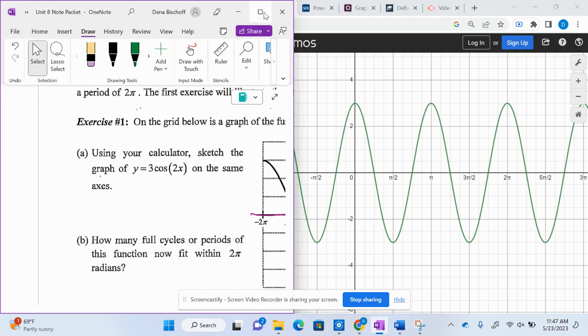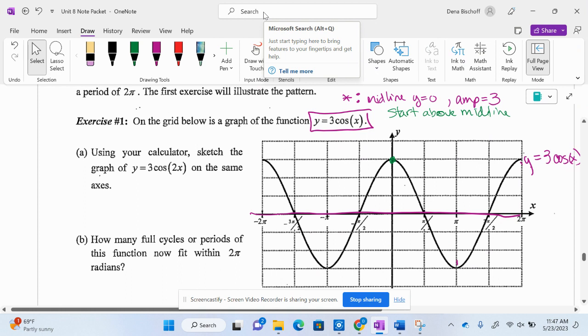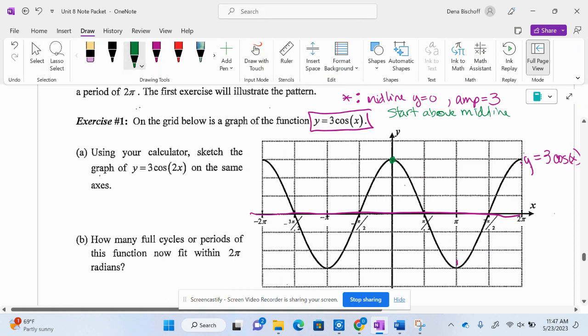And I'll draw that in our graph as well. So things that I want you to notice. You begin at the same spot, but instead of crossing the midline at the half mark, you cross it at the quarter mark. So everything happens in quarters instead of in halves. All of your moves happen in quarters instead of halves.